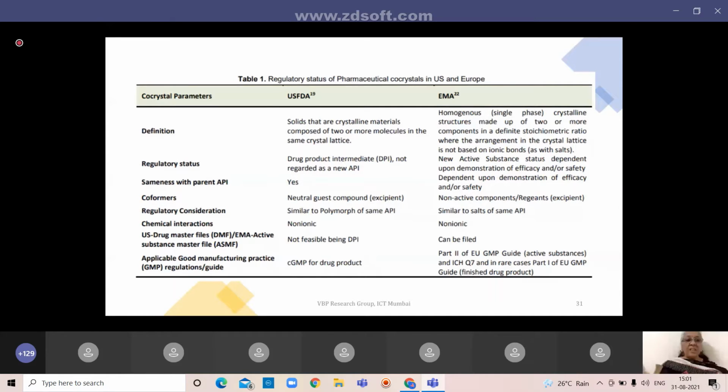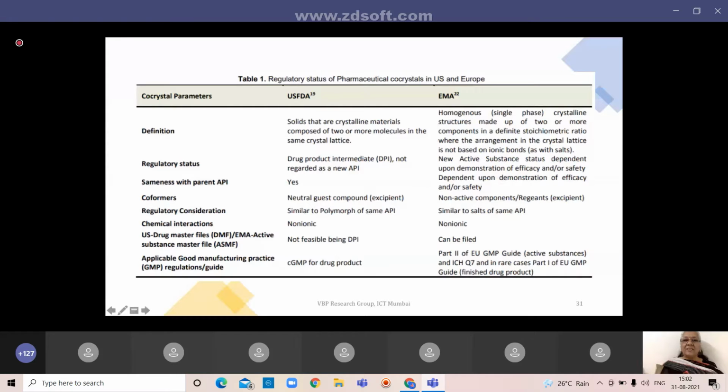Regulatory wise, in US FDA, it goes as drug product intermediate, whereas EMA takes it as new active substance. So obviously, that means if you have to file a DMF, in EMA you can file, but in US you cannot file, right? Because they are taken as intermediates. So if it is taken as intermediate, you have to propose that it is the same as that of the parent API. That means if you're taking it internally, after absorption, your API is released. It gets segregated from your co-former. That needs to be proved. EMA doesn't say so. So I'm sure this is giving you some insight into how you will go about it if you have to design a moiety.